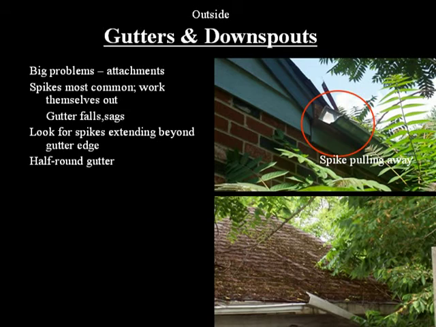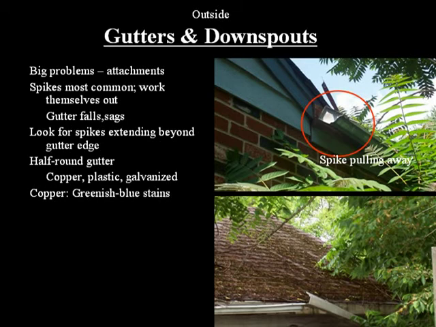Your house may have half-round gutters. These are usually constructed of copper, plastic, or galvanized iron. Copper is found on higher-end homes because of its price and can be noted by greenish-blue stains where it drips and drains. Plastic gutters are often installed by the homeowners themselves and are known for their potential leaks at connecting seams.